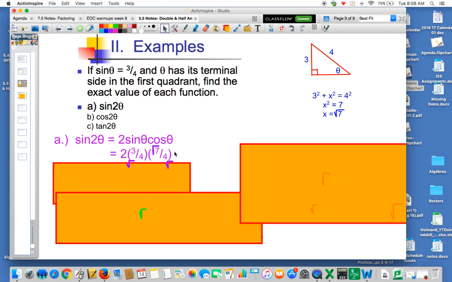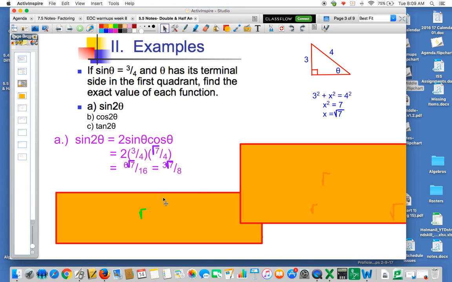All I have to do is multiply this together. Just remember that this 2 is like saying 2 over 1, so it only multiplies to the top. So 2 times 3 is 6 times root 7. Don't forget the bottoms, 4 times 4 is 16. If we reduce the 6 and the 16, that becomes 3 over 8. So 3 root 7 over 8 is the fraction that I'm looking for. That's sine of 2 theta. That's the exact value, no decimal. Notice I didn't find the exact angle or anything like that. I'm not worried about that. It'll probably be a weird decimal anyways. What I'm looking for is the exact value of the ratio of these sides.